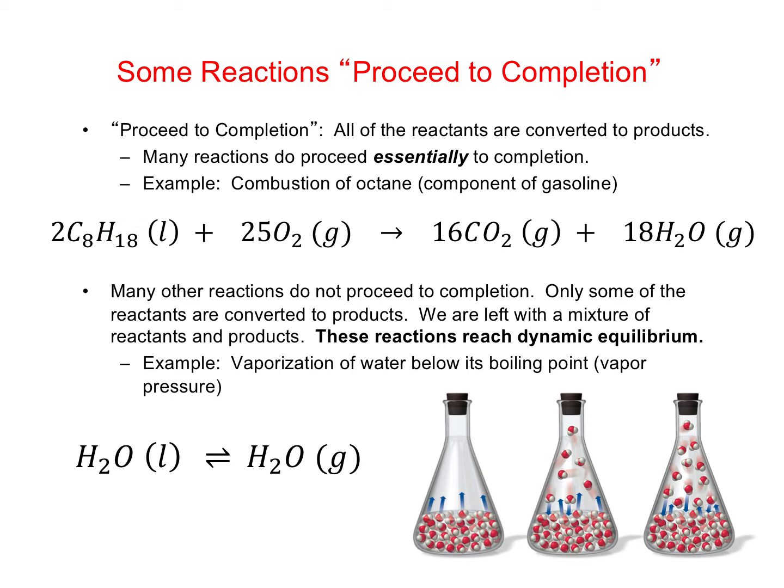When this reaction happens, basically all of the reactants get converted into the products, and there aren't any reactants left over except for any of the limiting reagent. But that's not true for all reactions. Many reactions don't proceed to completion. Only some of the reactants get converted into products, and so we're left with a mixture of both reactants and products. And these reactions are said to reach dynamic equilibrium.